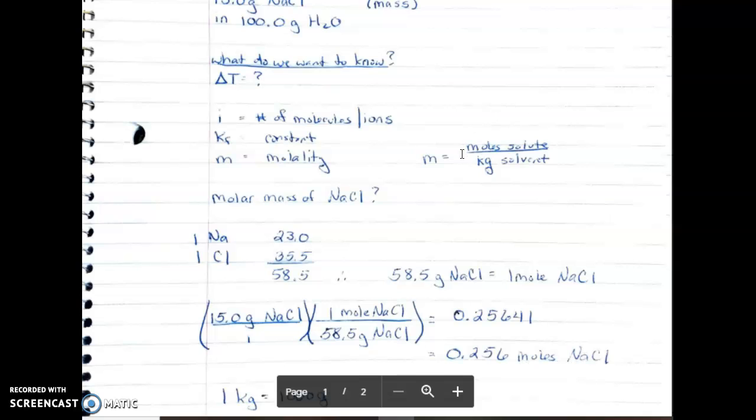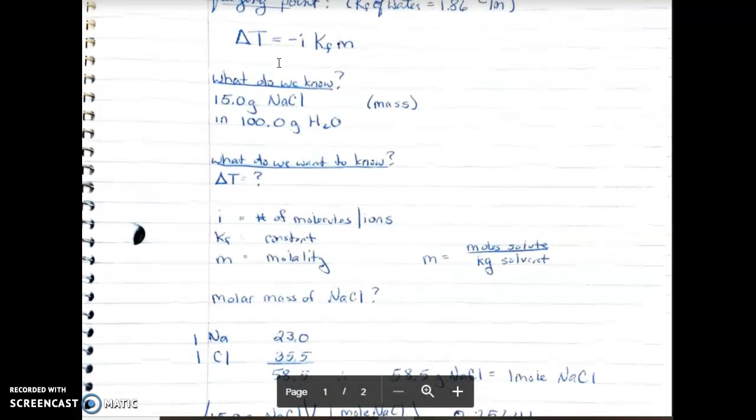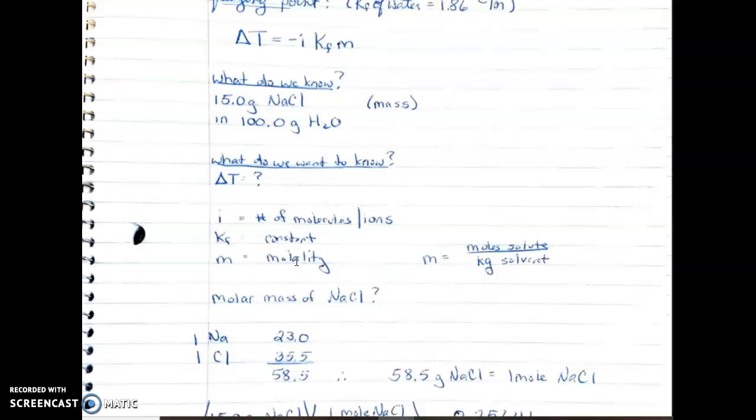So I'm getting closer to determining the molality, the concentration of my salt solution, and that's what I need in order to use this change in temperature equation. I have to know molality, and right now I still don't. I now have the moles part of this equation, but now I need to know what is the mass of my solvent, which is water, in kilograms. Well, I know that I have 100.0 grams of water.